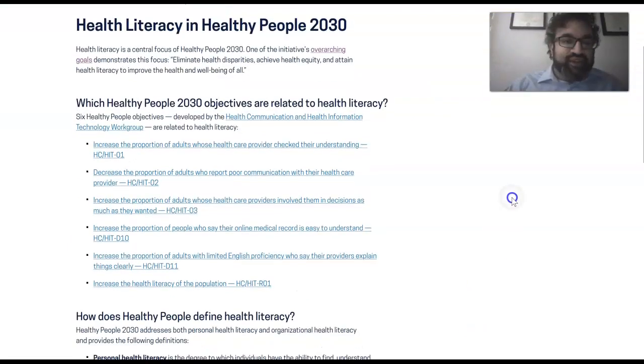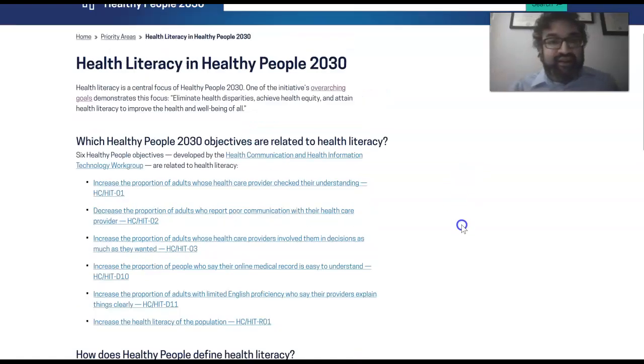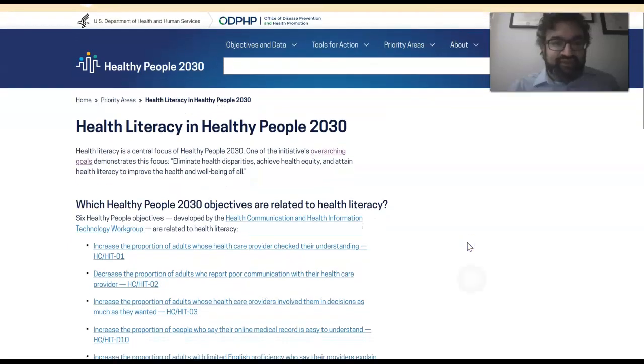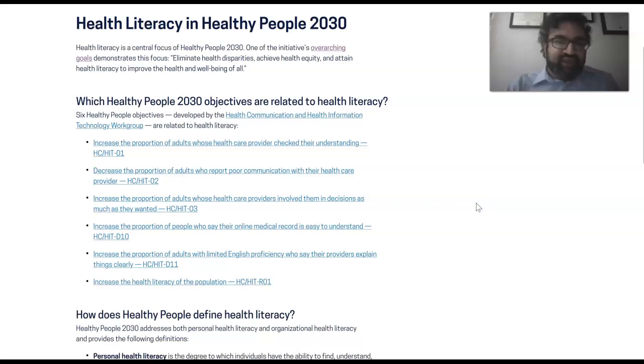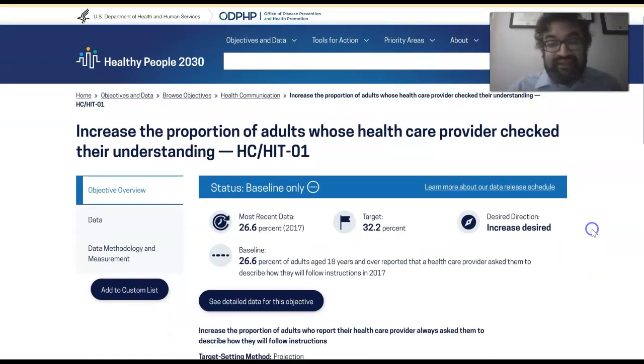This is interesting because it's not enough just to mention domains, but also what it's actually doing. So here are the objectives pertaining to this: increase the proportion of adults whose healthcare provider checks their understanding, and decrease the proportion of adults who report poor communication with their healthcare provider. As you can see, this has a lot to do with patient-physician communication. And what is even more interesting to look at is this dashboard. To me, this says it all.